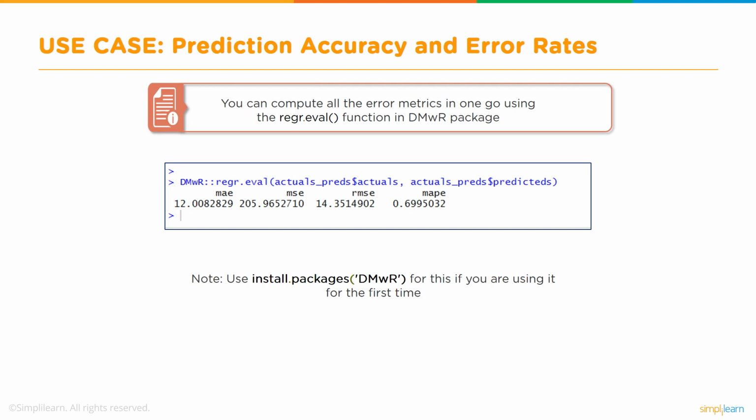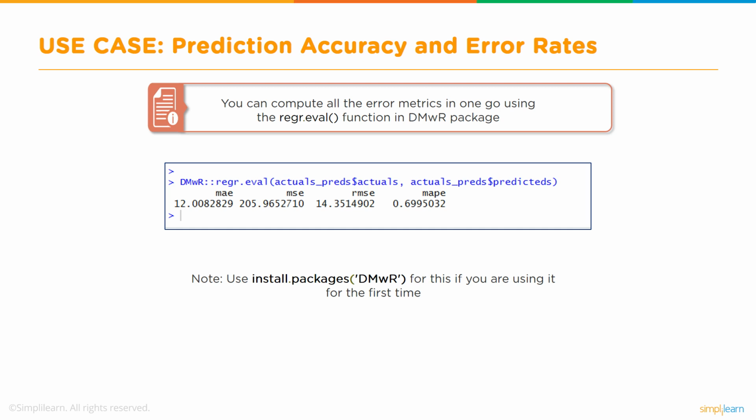And the min-max accuracy equals the mean value of the minimum of the actuals and predicts over the maximum of the actuals and predicts. And then the mean absolute percentage error, or MAPE as it's called, equals the mean of the absolute value of predicteds minus actuals over the actuals. That's a lot to follow as far as remembering all the different math and theory behind it. Cool thing though is it's all done pretty much for you. So you can compute all the error metrics in one go using the regr.eval function in the DMwR package.